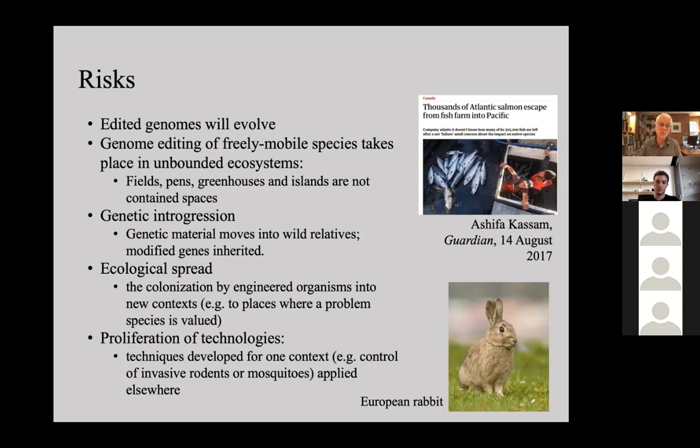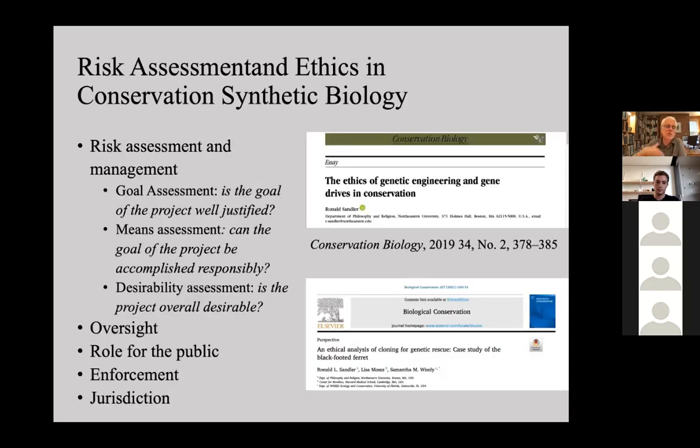And technologies can proliferate. I mean, if you'd done the genetic work to eradicate rats on a Pacific island, it would be that much easier to use the same technology to eradicate rats in the City of London or indeed in any other ecosystem. So there's a proliferation issue. There are things that need to be thought about. And therefore, there's a lot of interest within conservation starting to develop now about risk assessment and management.